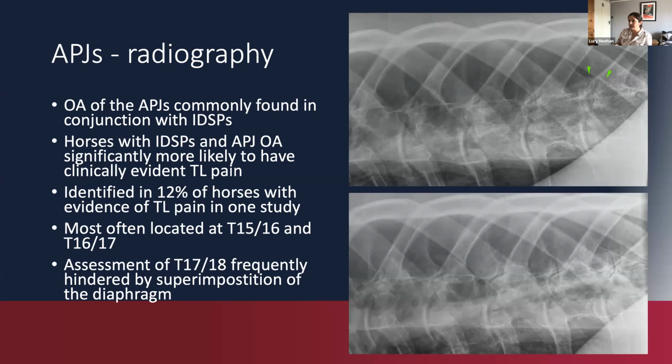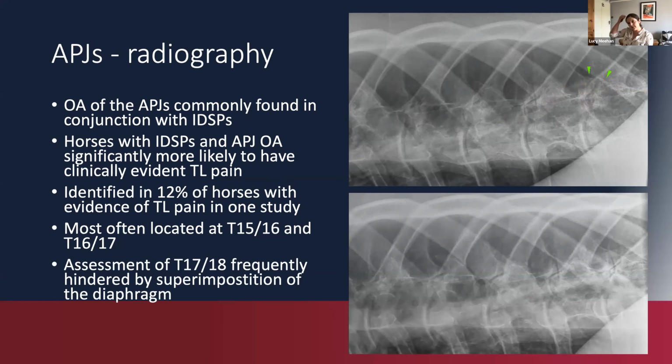So what do we see when we're looking at the articular process joints? Well, we commonly see osteoarthritis of the articular process joints, and when we say osteoarthritis, what we're looking for is modeling of the dorsal aspect of this joint here, sclerosis of the joint space, and very occasionally you will see lucencies either side of the joint as well, but that tends to be more severely affected joint spaces.